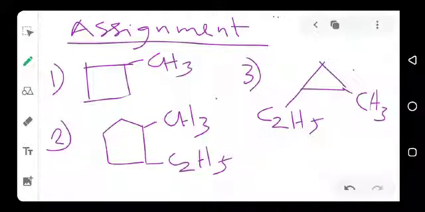So this is the assignment we have. Copy this and try to name them. Name these structures. This one has one substituent. So I've given you the tip how to name it. Now this has two substituents.